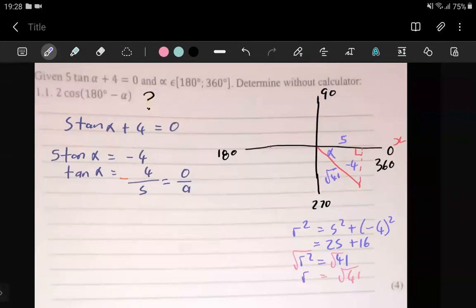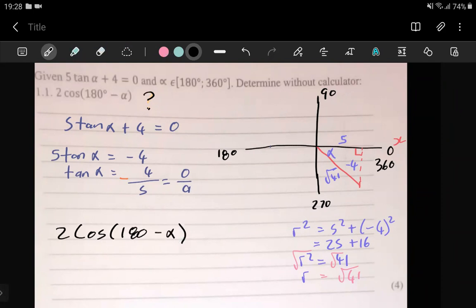Anyway, with what we've just written down here, we're good to go, because if they're going to ask us to get a value for 1.1 here, all you have to do is not panic. You see 2 cos 180 minus, sorry, minus alpha.